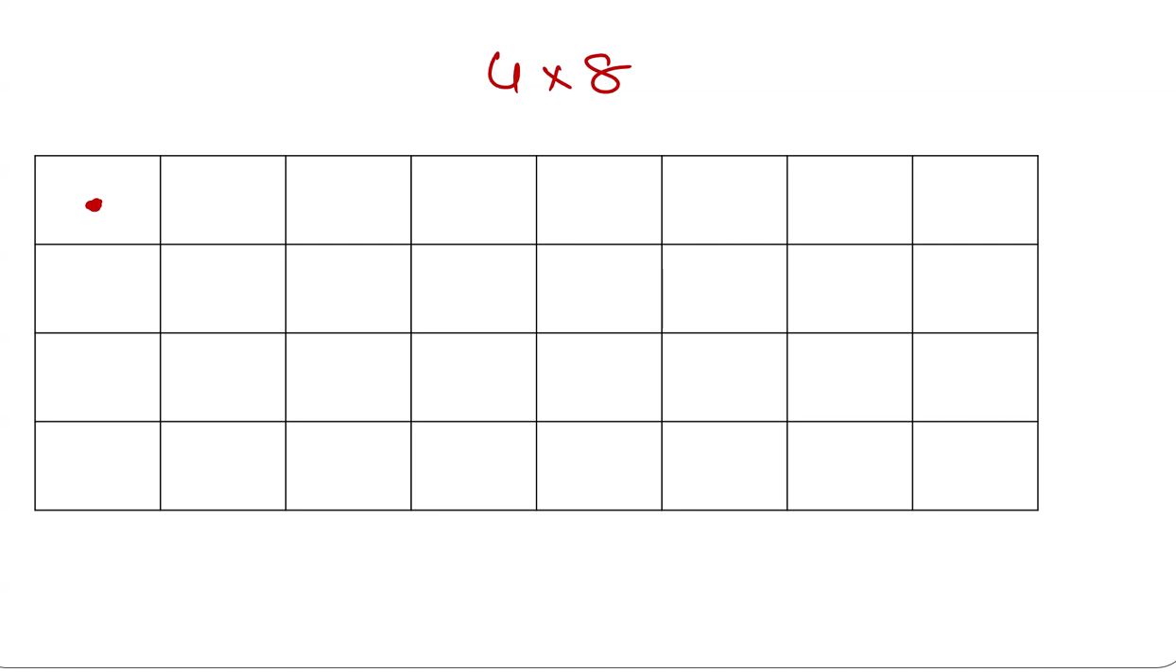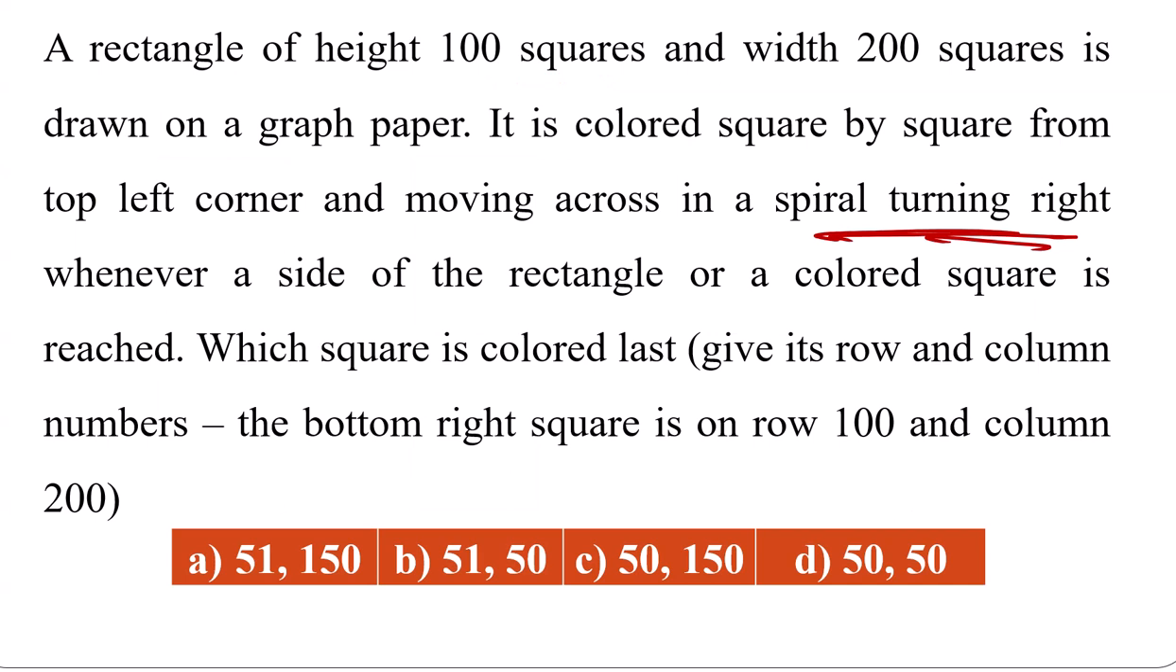Fourth row, fourth column. Second row, second column. Somebody said fourth row, fourth column. Somebody said second row, second column. If you analyze now, then I can map it to options. Options are like 50, 50, 50, 150. That is for 100 and 200.